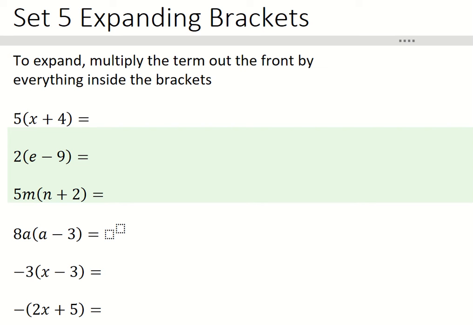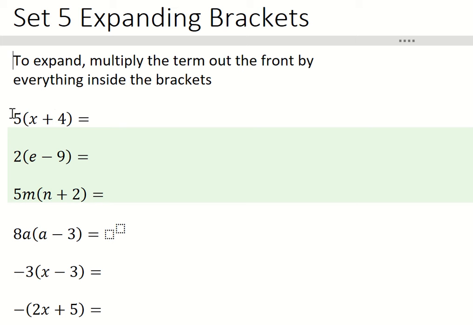Okay, so when we expand brackets, what we're going to do essentially is remove the brackets because we're going to multiply the term out the front, or the number out the front, by both of the things inside the brackets. So let's begin. We're going to go 5 times the x and then 5 times the 4. Now, you'll notice that these terms can't be added together. Okay, we can't simplify what's inside the brackets because they're not like terms. So all we can do in this case is multiply the term out the front by everything inside the brackets.